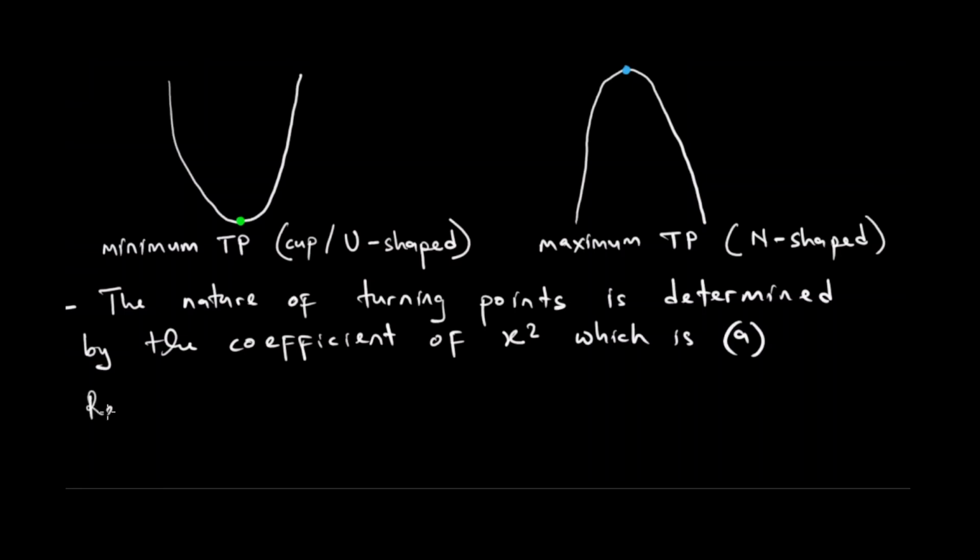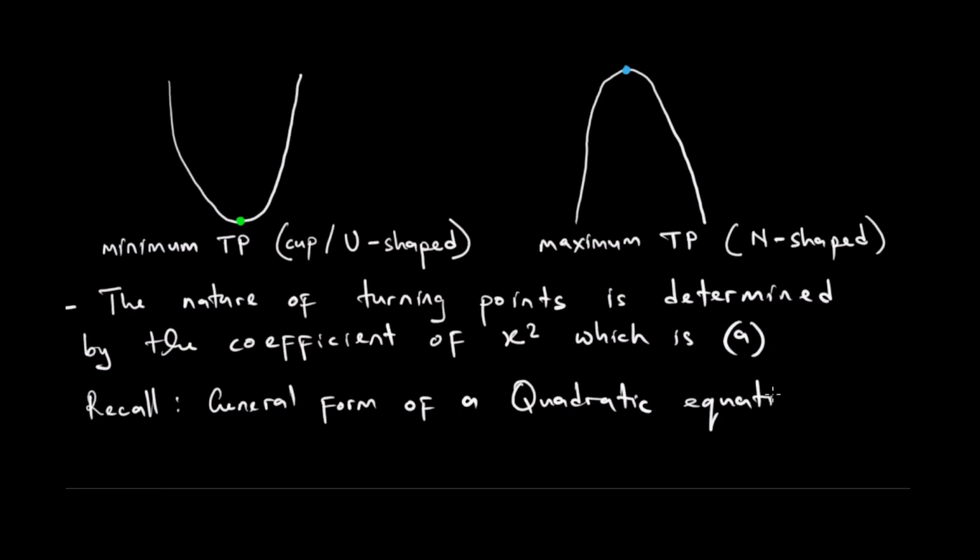So if you recall, the general form of a quadratic equation, what is the general form of a quadratic equation? It was actually ax squared plus bx plus c is equal to 0. So that was the general form of a quadratic equation when we did that in ordinary level or level maths.